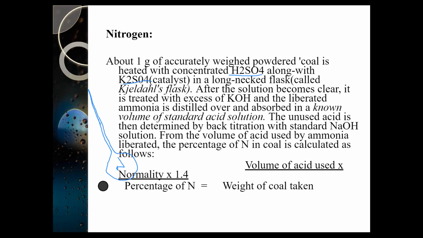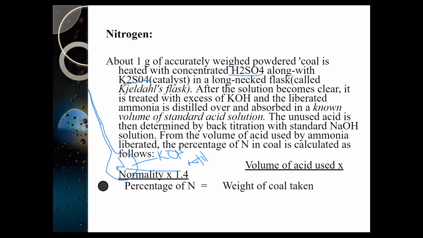When you add potassium sulfate and the hydrogen, that is sulfuric acid, the entire solution will be clear. This clear solution will be treated with a potassium hydroxide base. When the clear solution is treated with the potassium hydroxide, the nitrogen in the coal sample is converted to ammonia.